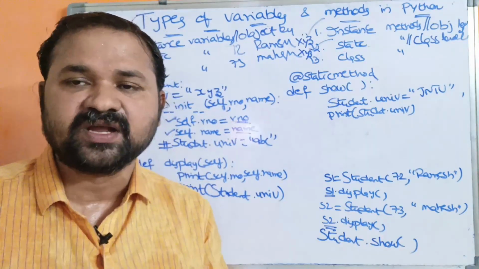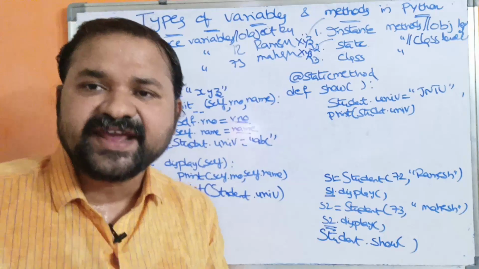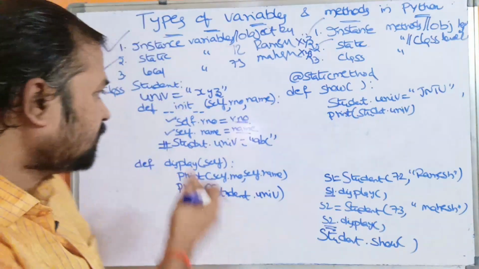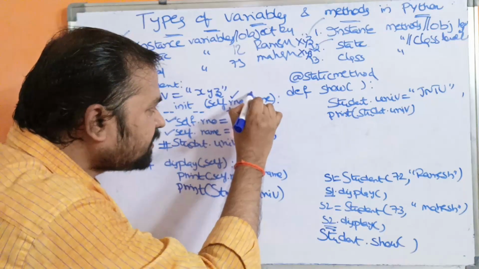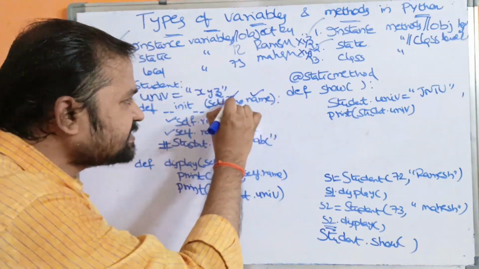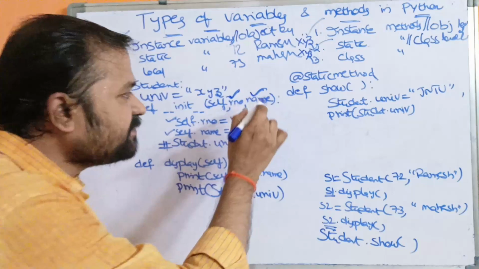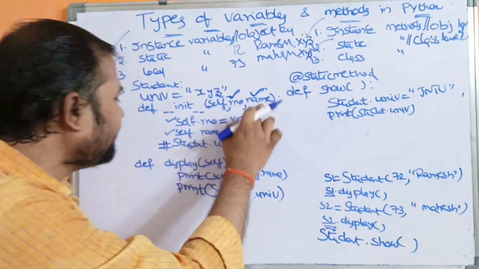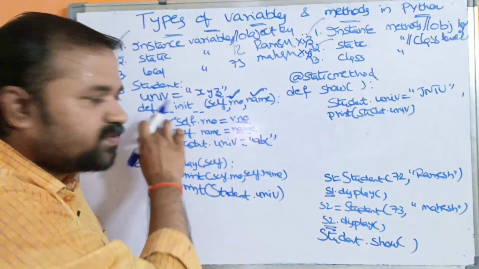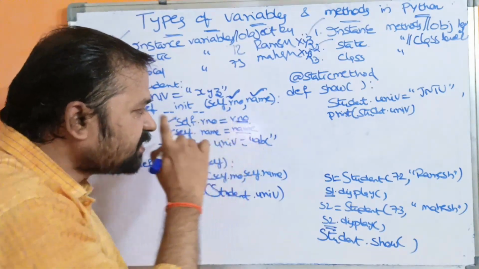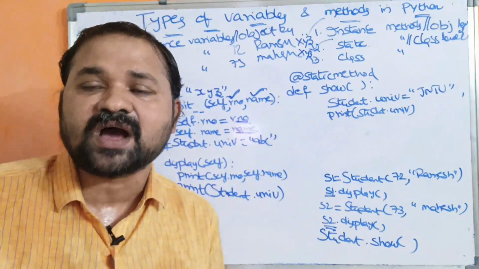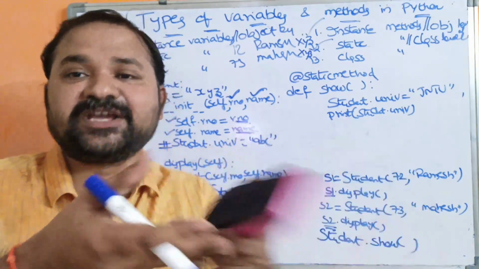What is a local variable? Local variables are the variables which are declared inside a function, inside a method. So in this program, this roll number and name in this constructor are nothing but local variables. So we can make use of this roll number and name inside this constructor only. Local variables are always useful for temporary calculations.